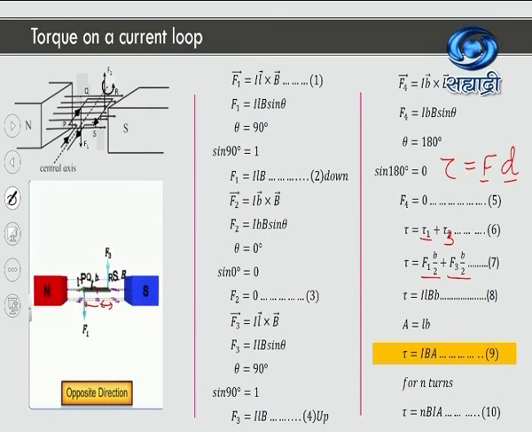If I have a coil of N turns, then the torque experienced by the coil is equal to NBIA, equation number 10. This part of this article is really simple and one can easily understand. Let us move on to the next slide.